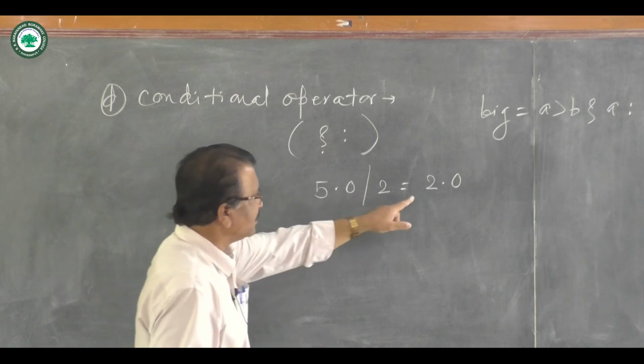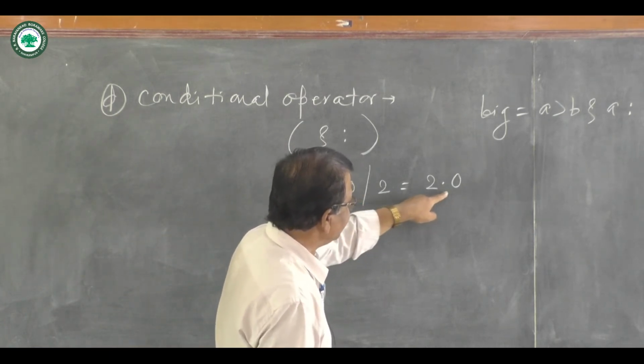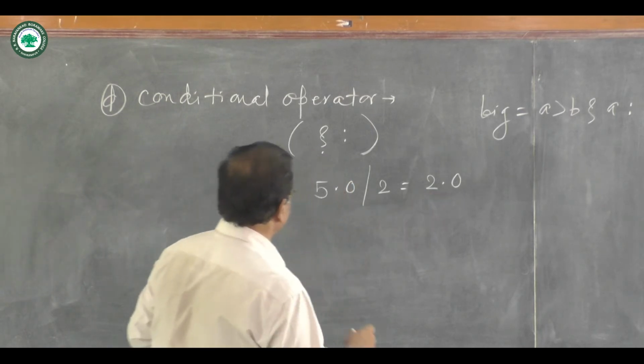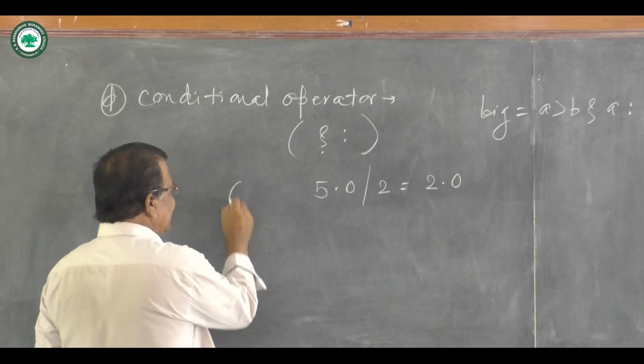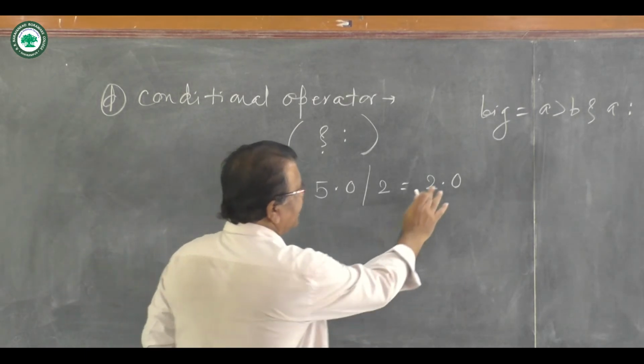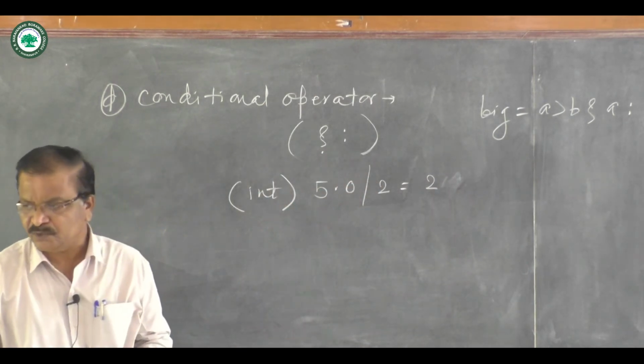If I want to convert the resulting value of this expression into another data type such as integer, then I will write int, and then this 2.0 will simply become the integer value 2.